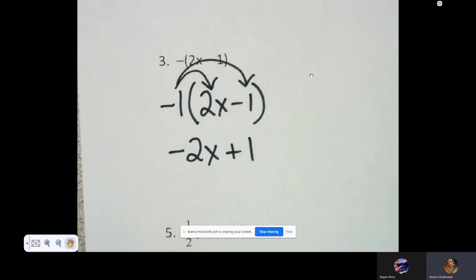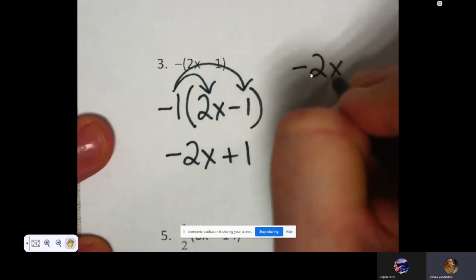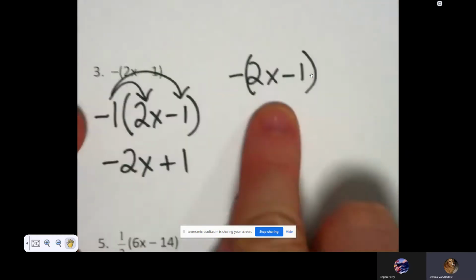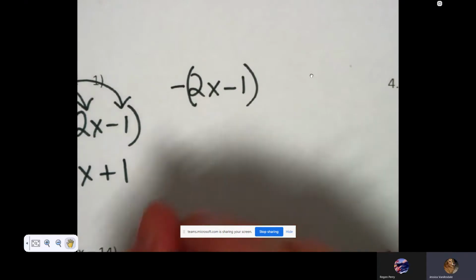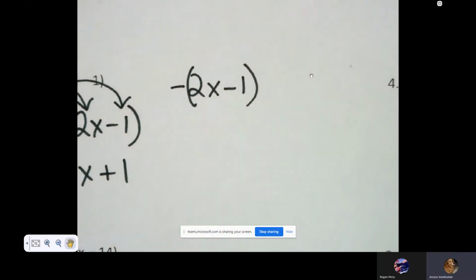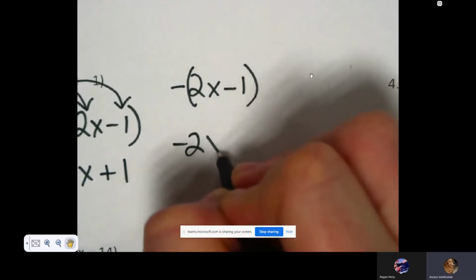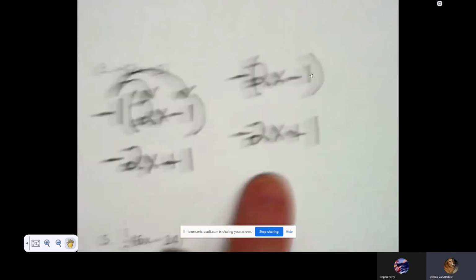Okay, the other way that you can do this. So your original problem is up here, right? This is the original problem. Anytime you have a negative sign on the outside of a parenthesis, a quick way to do that instead of the distributive property is to go inside the parenthesis and change the sign of everything you see. So this was a positive 2x, so it became a negative 2x. This was a -1, so it became a +1. You can just go in and change the sign and you still get the same answer.